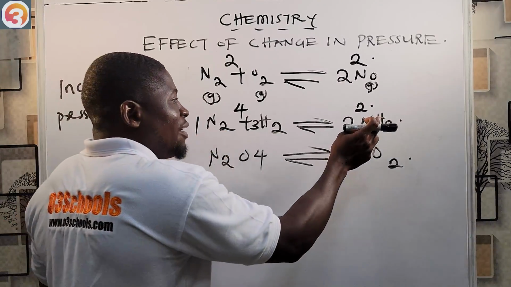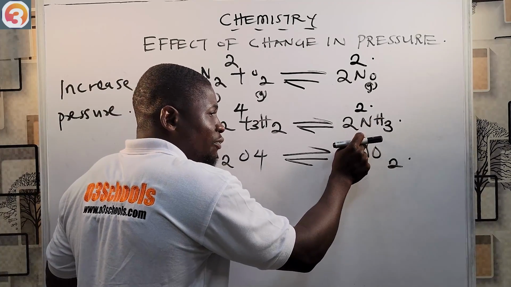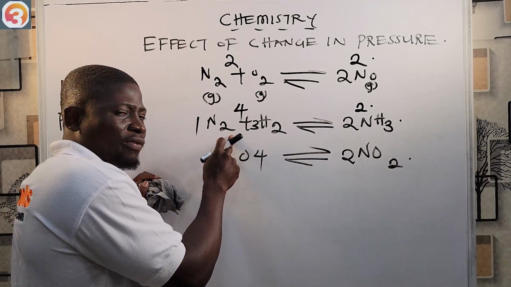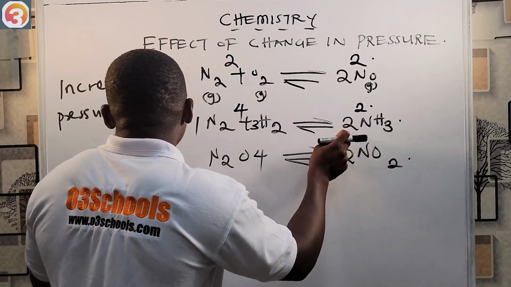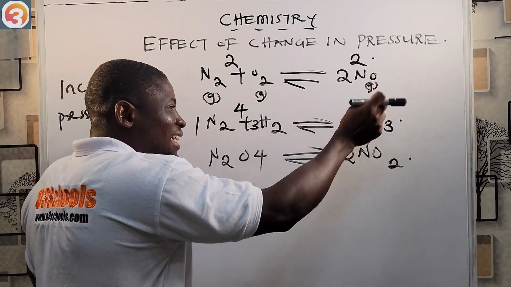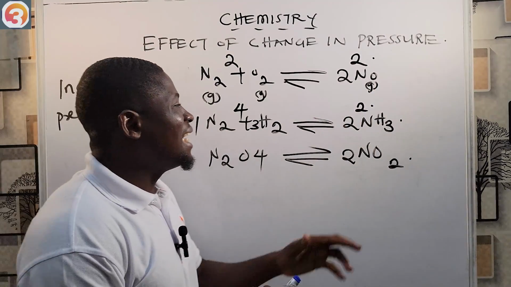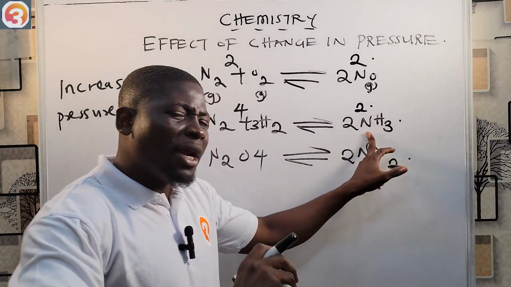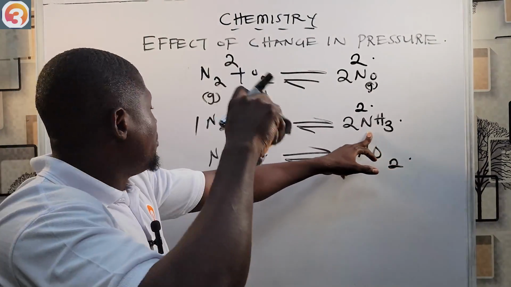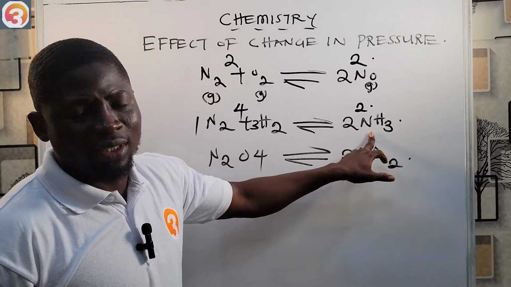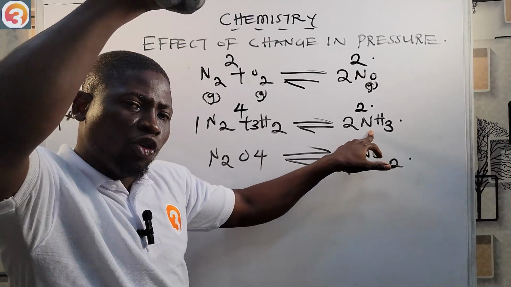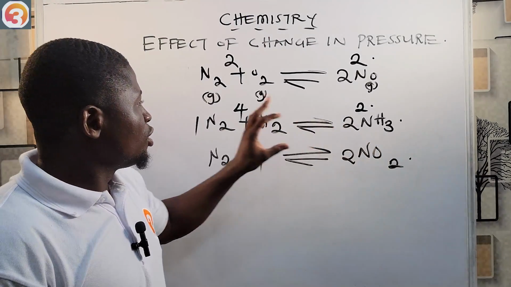So you have 2 moles of gas here, and 4 moles of gas here. So it will favor the forward reaction, because it has less volume. It will favor the side that has less volume, because when pressure is increasing, volume must decrease. Or when pressure is rising, volume must fall. So it will favor this side.